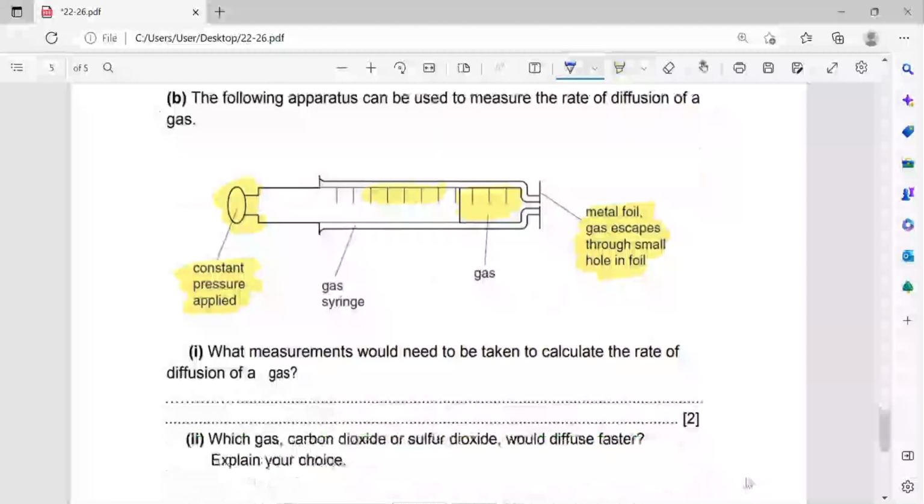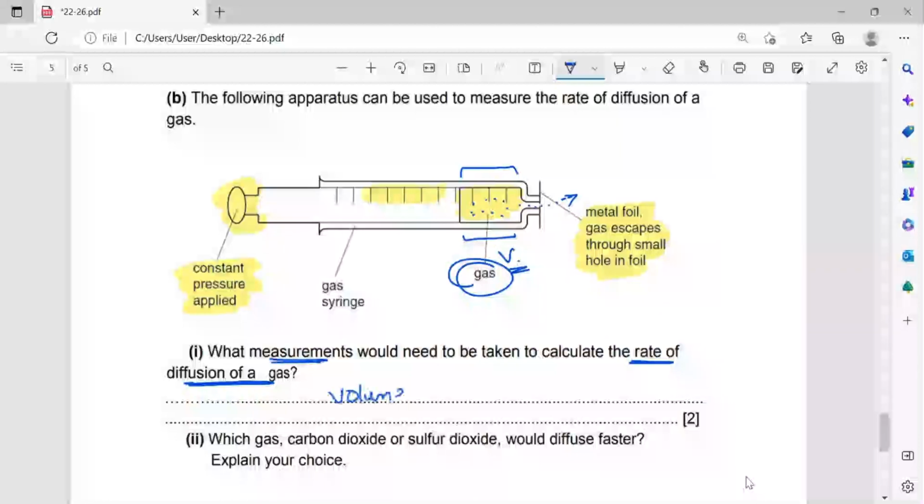What measurements would need to be taken to calculate the rate of diffusion of a gas? To calculate the rate of diffusion of the gas, we need to measure what? We need to measure the volume of the gas lost per time. So the gas is here, it will diffuse, so we measure the volume of the gas lost over time.